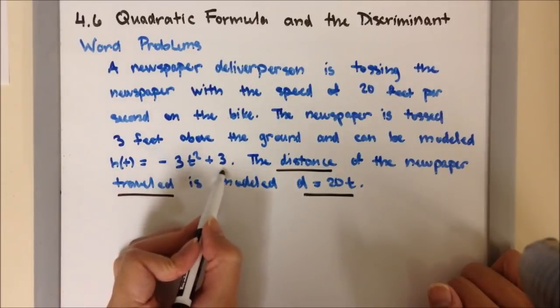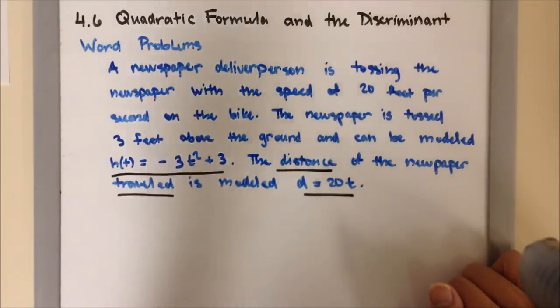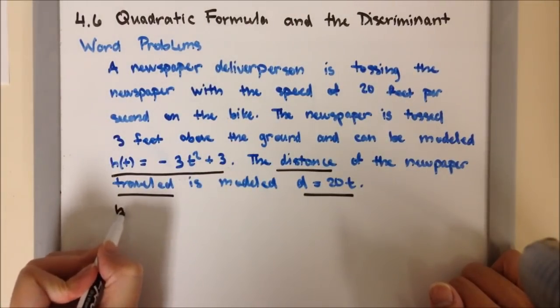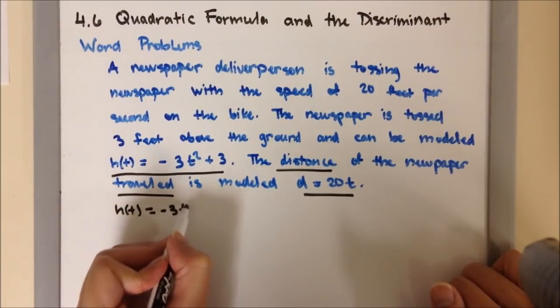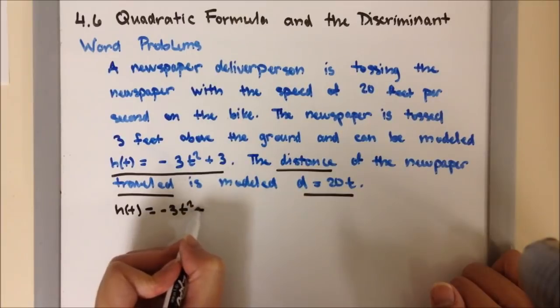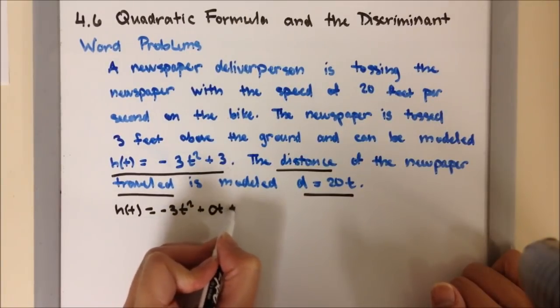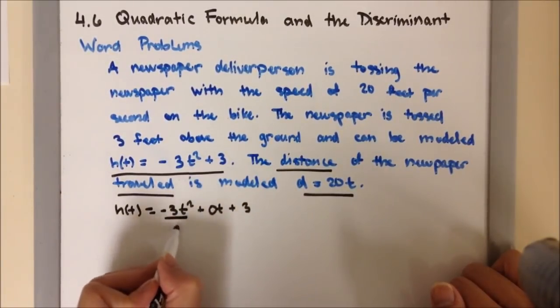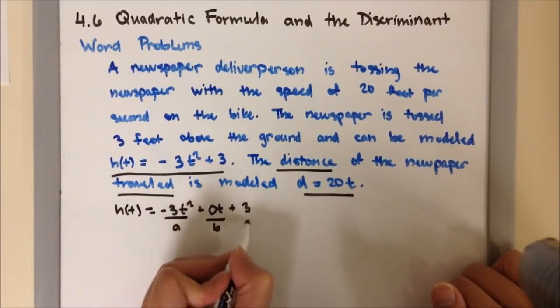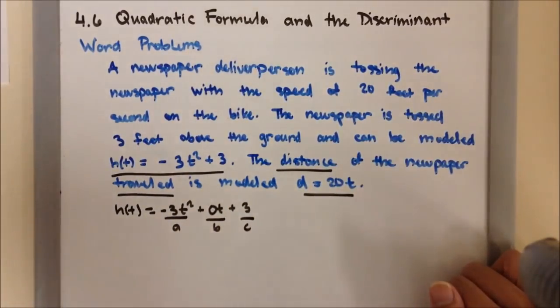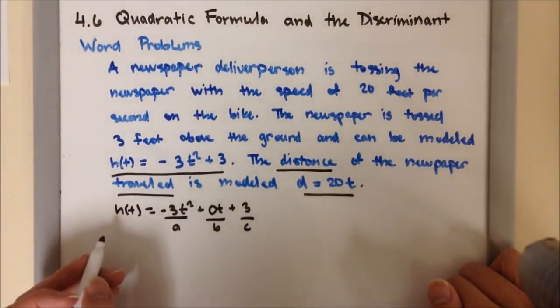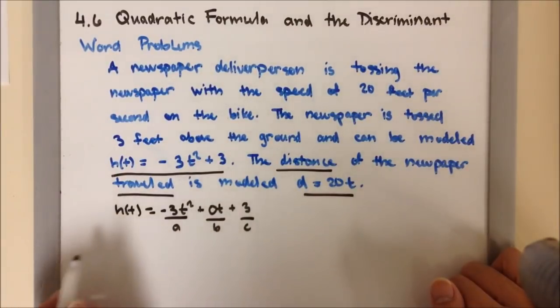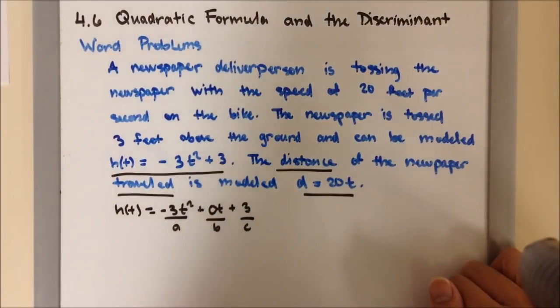And then we're going to be using this function here. Now h of t can be modeled as negative 3t squared. Since there's no t, I'll put 0t plus 3 because we need a, b, and c. So if there's no t, then basically it's just 0t, or if there's no x, it's 0x. So here's my a, b, c. Now we're just going to plug into the quadratic formula.